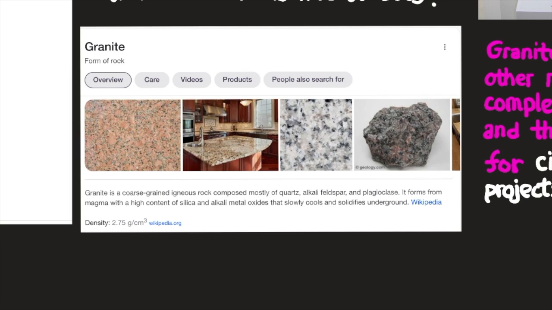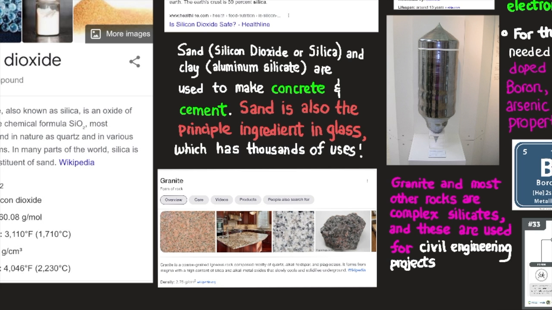Silicon is found in the rock granite. Granite is a coarse-grained igneous rock composed mostly of quartz, alkali feldspar, and plagioclase. It forms from magma with a high content of silica and alkali metal oxides that slowly cools and solidifies underground. Sand, silicon dioxide or silica, and clay, aluminum silicate, are used to make concrete and cement.